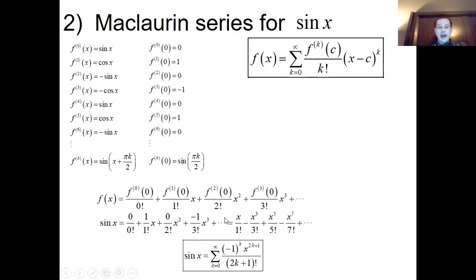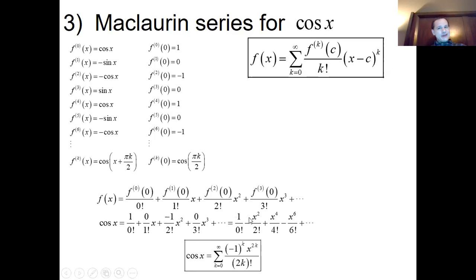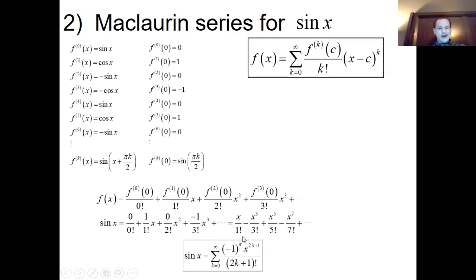Interesting. And how would I write that in sigma notation? It's going to be ugly. Well, let's look at the exponents. They go 1, 3, 5, 7. So do the factorials on bottom, 1, 3, 5, 7. So they go up by 2s, and they kind of start at 1. So I'm thinking on the bottom, maybe a 2k plus 1 factorial. Does that make sense? Try it.